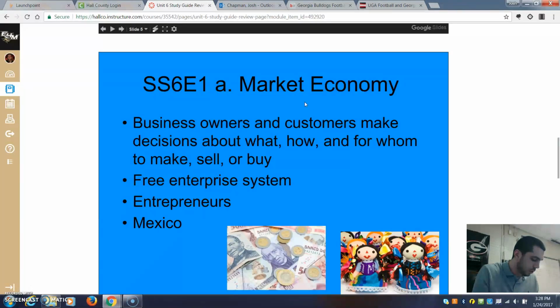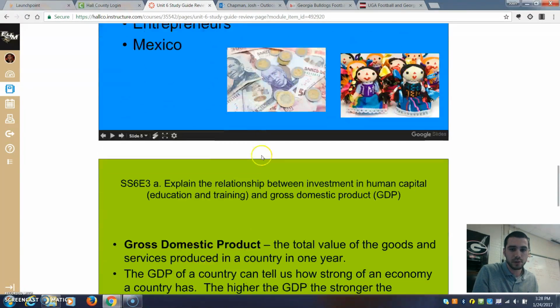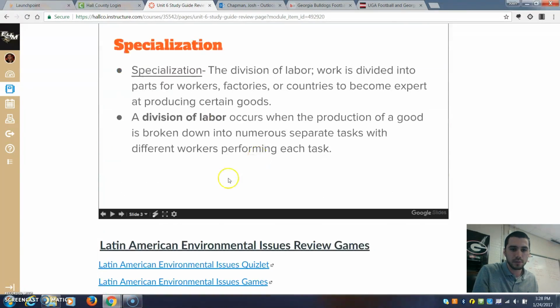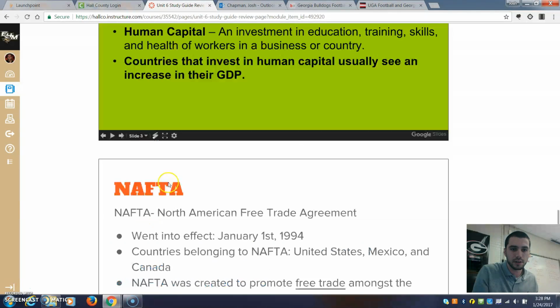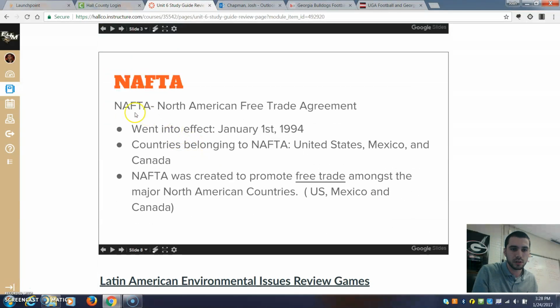What does NAFTA stand for? Well, for that one, we have to scroll down to the bottom. We'll go right here to NAFTA. What does NAFTA stand for? NAFTA, North American Free Trade Agreement. All of these right here. What does NAFTA promote? NAFTA was created to promote free trade amongst the North American countries. So for number 19, you need to write this right here.